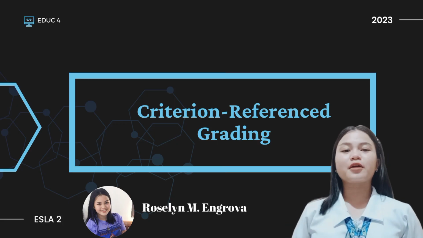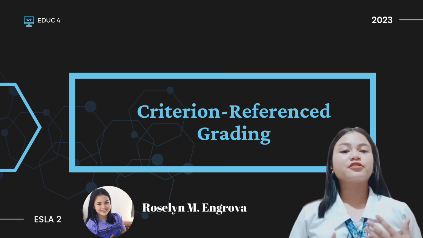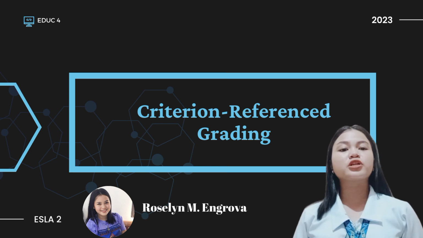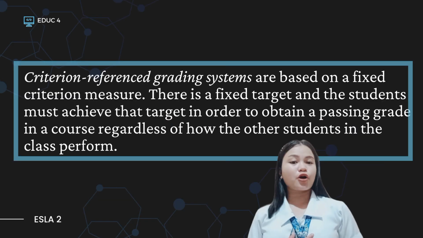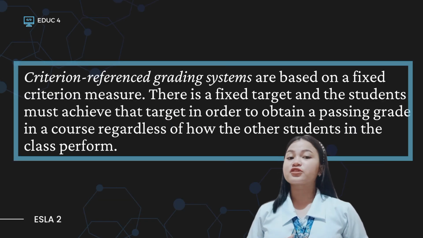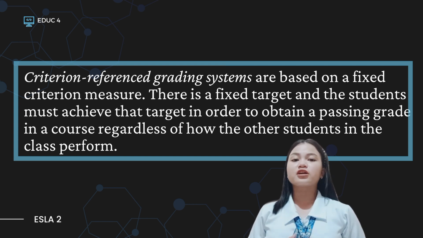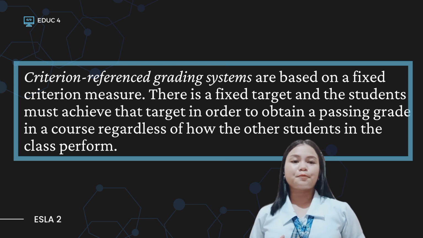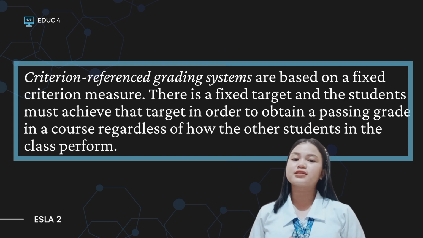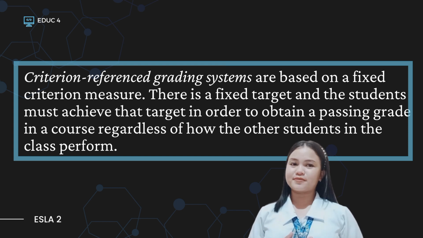Hi everyone, I am Roslyn M. Ingrova, and for today's video, I am going to discuss criterion reference grading. So, when we say criterion reference grading, it is a system that is basically based on a fixed criterion measure. There is a fixed target and the students must achieve the target in order to obtain a passing grade in a course regardless of how the other students in the class perform.